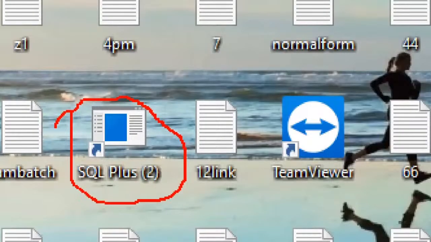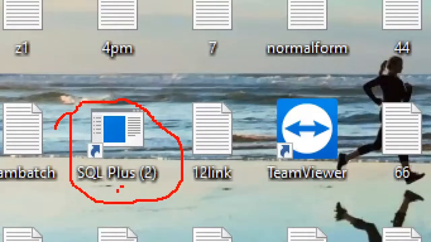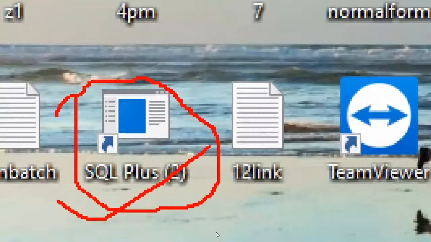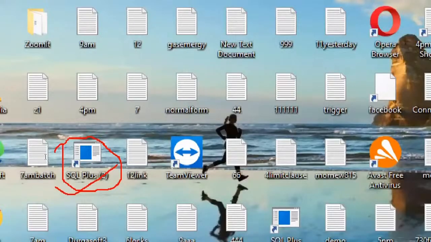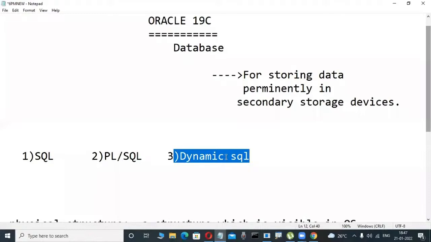What is this one? I'm installing Oracle. What is this one? SQL Plus is there. What is this one? SQL is a language, you have an idea. PL/SQL is a language, some coding is there. Dynamic SQL is a language. Daily we are writing code.